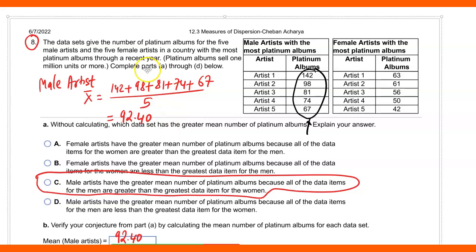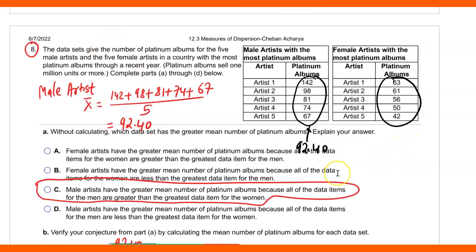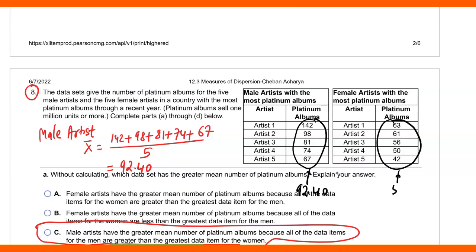Okay, this is 92.40. For the female artists, we found the mean is 54.40.